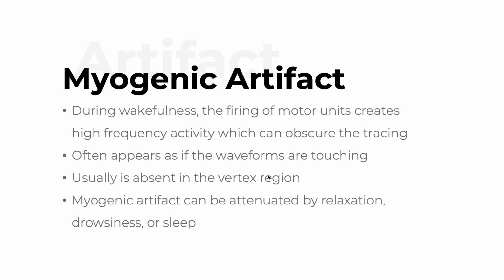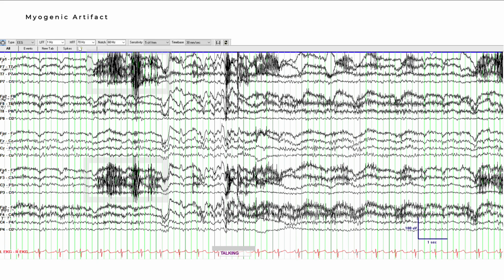Myogenic artifact or muscle artifact is also important to identify during wakefulness. Usually the patient is a bit more tense in terms of their facial muscles during the awake state than the asleep state. And you'll start to see this as just very dense black short waveforms of high frequency which can obscure the tracing. Usually these are absent in the vertex region, so you may be able to see a bit more in that area. And you have to try to get the patient to relax or to sleep to get rid of this quite frequently. Here is an example here in these boxes of prominent myogenic artifact.